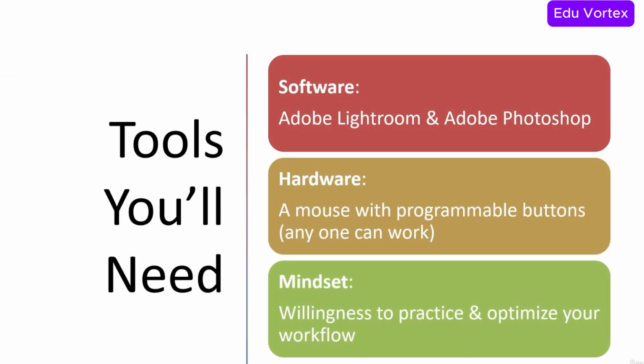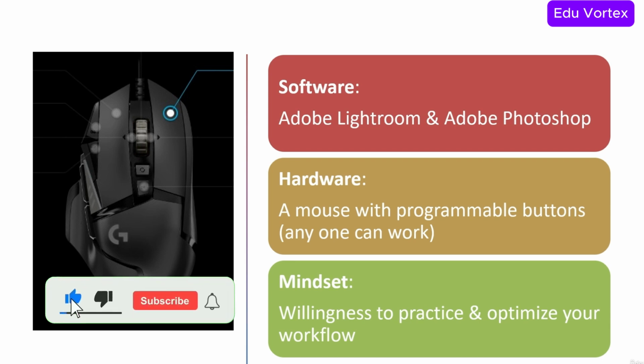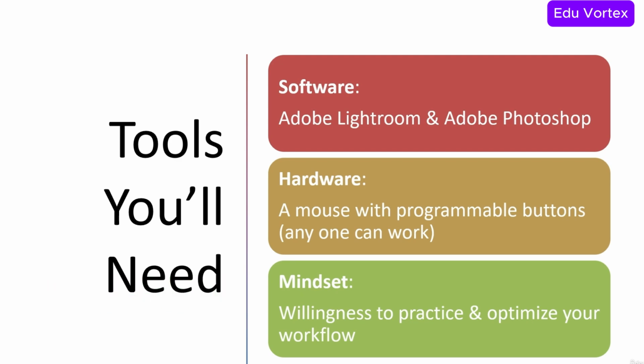What we will need to follow along is software, Adobe Lightroom and Photoshop, and hardware, just a mouse, assuming that you already have a laptop. A mouse with programmable buttons such as the one that you see on the screen, so you should be able to move the mouse wheel left and right. This is useful but not extremely, not dominantly. What is most important is to have a few buttons here that we can program and implement into our workflow. But tune in if you're interested, this will be explained further along the course. And of course, we need willingness to practice and optimize our workflow to be more efficient.